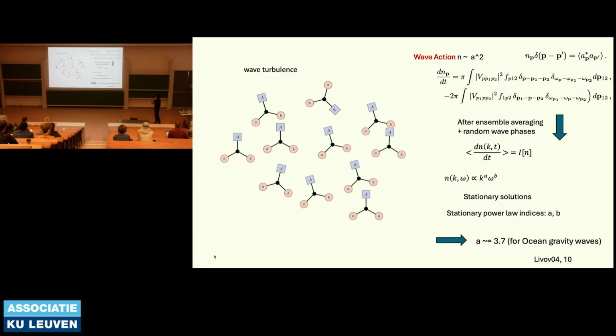after we get a solution, we may find the stationary power law for A and B. So we will have a stationary slope in the power spectra. This can be done for the ocean gravity waves.